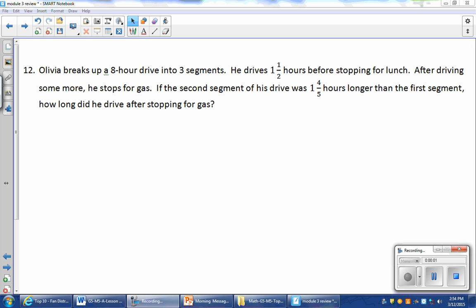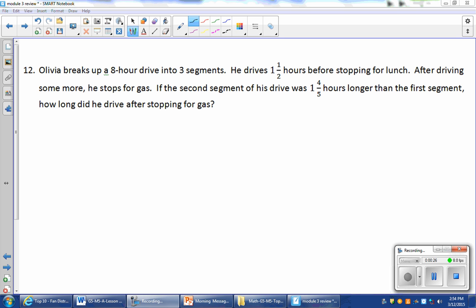Question number 12. Olivia breaks up an 8-hour drive into 3 segments. She drives 1.5 hours before stopping for lunch. After driving some more, she stops for gas. If the second segment of her drive is 1 4/5 hours longer than the first segment, how long did she drive after stopping for gas?